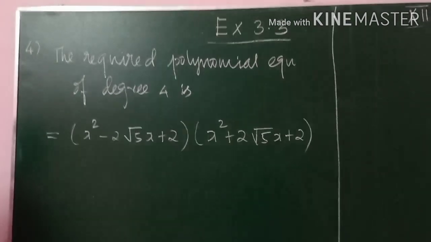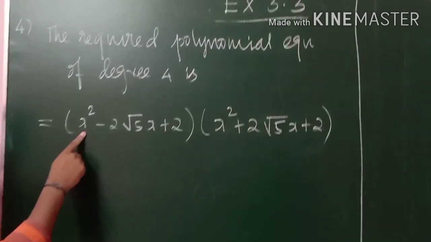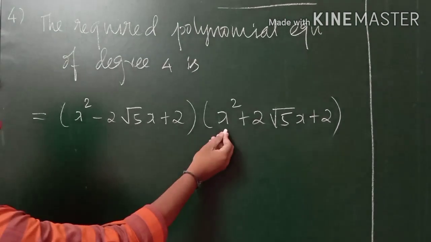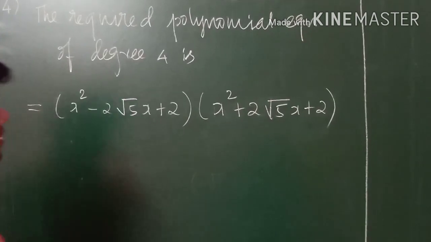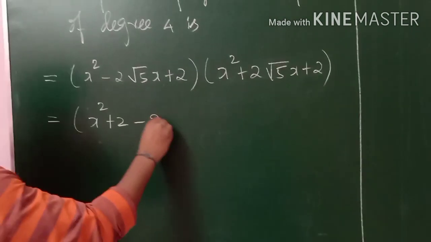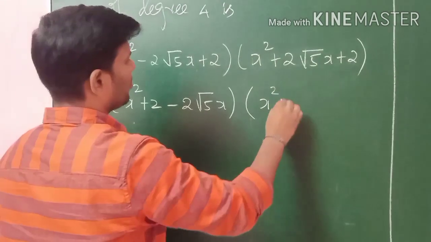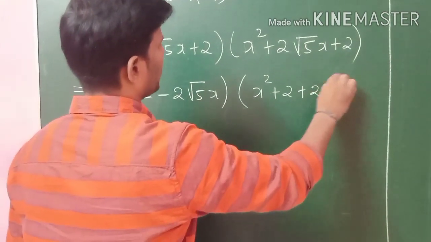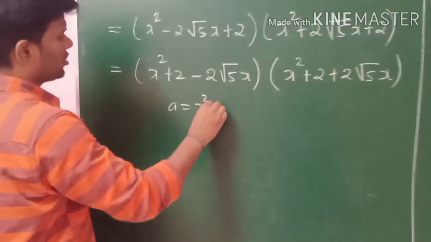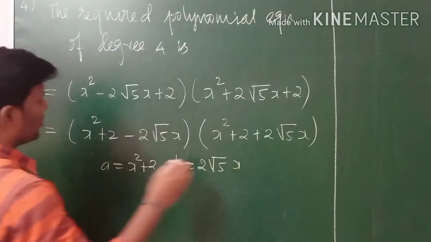So the required polynomial equation of degree 4 is what? We will just multiply the two quadratic equations. First quadratic equation, x square minus 2 square root of 5 x plus 2, and second quadratic equation, x square plus 2 square root of 5 x plus 2. So I can rearrange this: x square plus 2 minus 2 square root of 5 x into x square plus 2 plus 2 square root of 5 x. So here I will take a is equal to x square plus 2 and b is equal to 2 square root of 5 x. So why am I taking this?